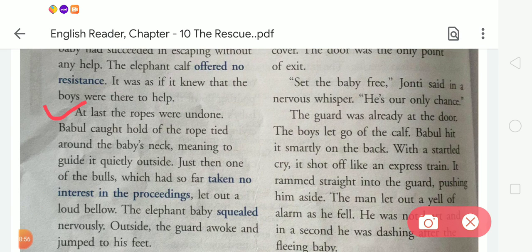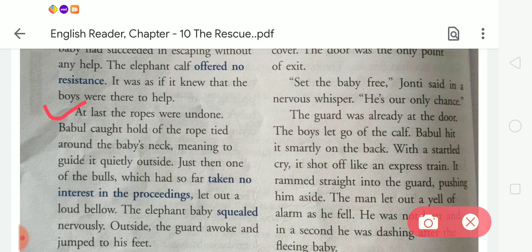Babul caught hold of the rope tied around the baby's neck, meaning to guide it quietly outside. Just then, one of the bulls, which had so far taken no interest in the proceedings, let out a loud bellow. The elephant baby squealed nervously. Outside, the guard awoke and jumped to his feet.